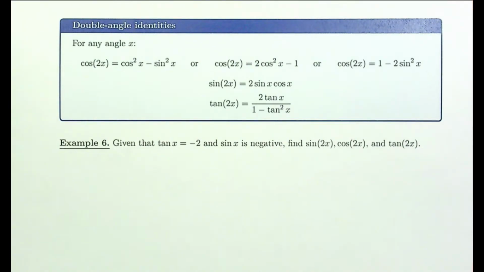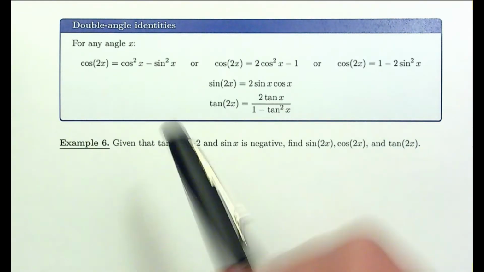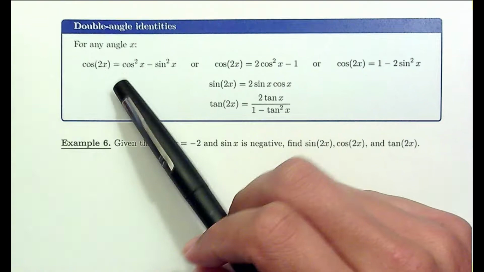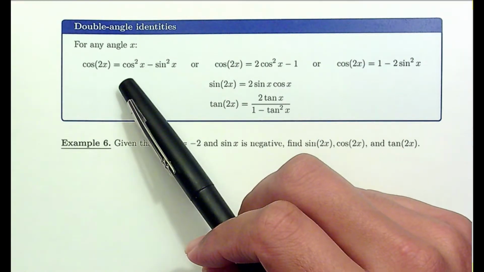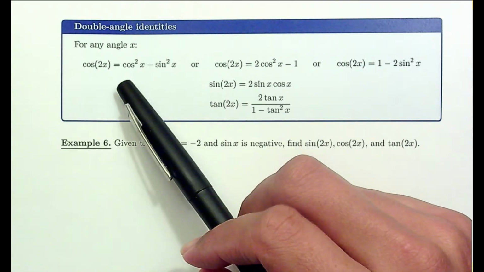We now move on to discussing the double angle identities. So the double angle identities are basically formulas that allow you to compute the cosine or the sine or the tangent of an angle that has been doubled, or multiplied by 2. And it expresses that value in terms of the trig functions of the original angle.